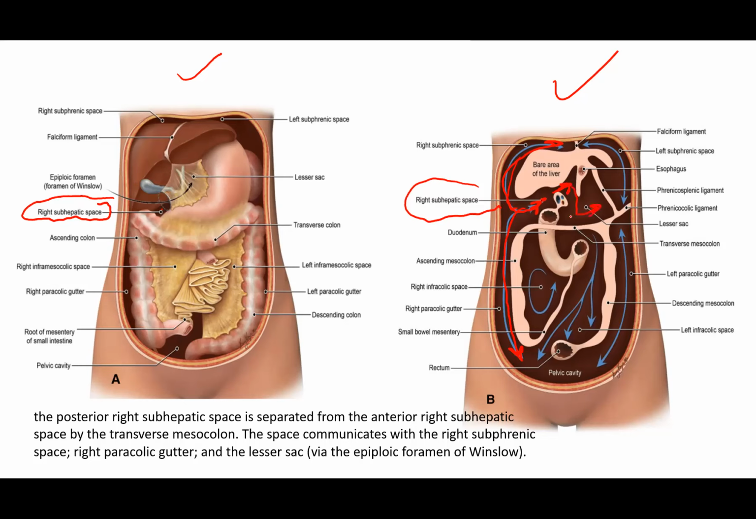Okay, so this is called the epiploic foramen of Winslow. So you should know the spaces it connects to. It connects the subdiaphragmatic or subphrenic space, the right paracolic gutter, and it also connects to the lesser sac via the foramen Winslow.